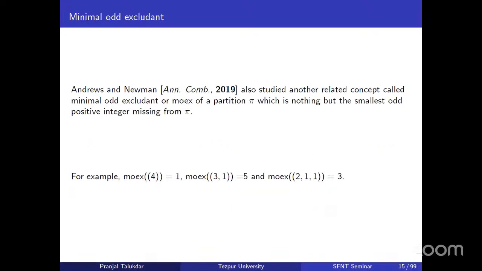They also studied another concept called the minimal odd excludant, which is almost similar, but here they consider the smallest odd positive integer missing from that partition. For example, the minimal odd excludant of 4 is 1, of 3+1 is 5, and of 2+1+1 is 3. If you observe this partition, the mex is 2, because the least positive integer missing from this partition is 2, but the least odd positive integer missing from this partition is 5.